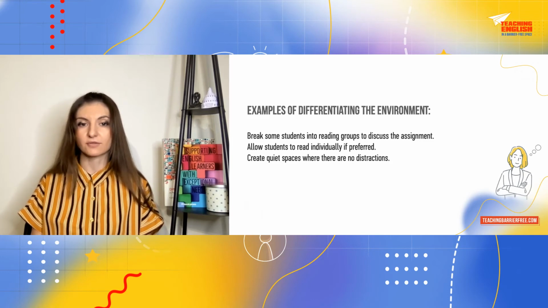Examples of differentiating the environment can look like breaking some students into reading groups to discuss the assignment, allowing students to read individually if preferred, creating quiet spaces where there are no distractions.